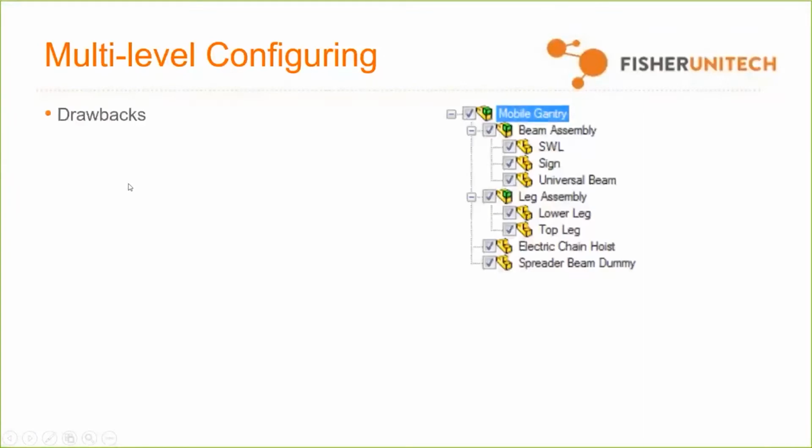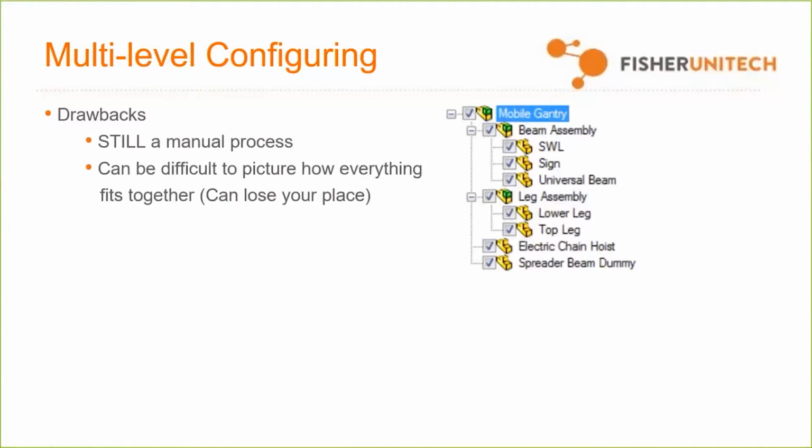Now, that has some drawbacks as well. One of the drawbacks is it's still a manual process, right? And it can be difficult to picture how everything fits together. Just like with the dimensions at the part level, you can lose your place. So you've got a lot of different assemblies or sub-assemblies that are being configured, or parts that are being configured and referenced in different configurations of the assembly, and you can start to lose your place.